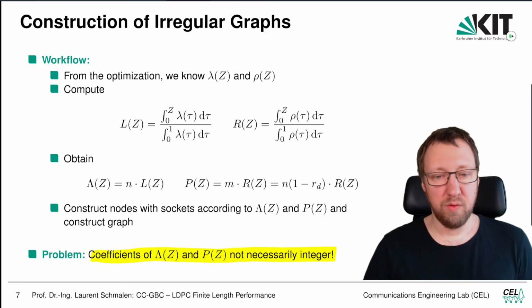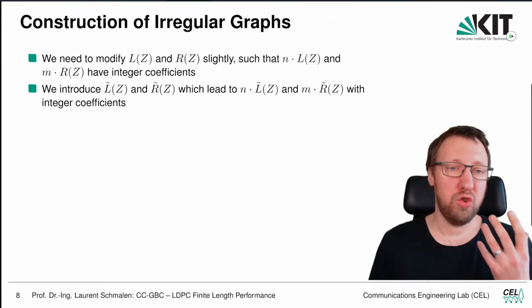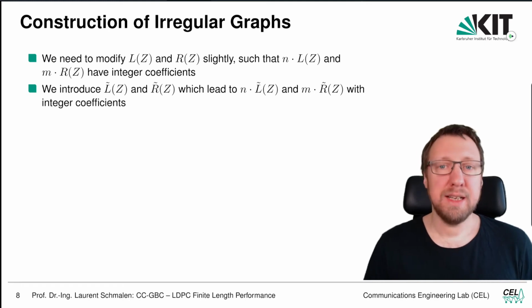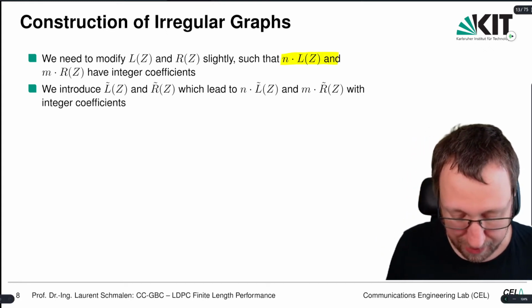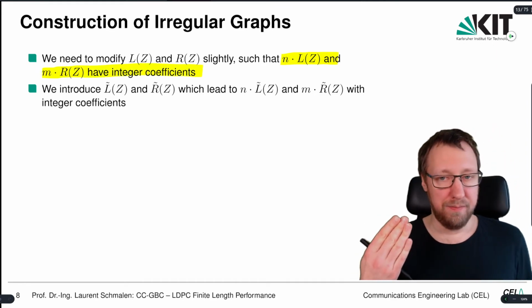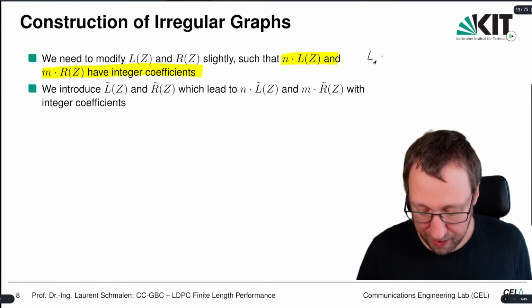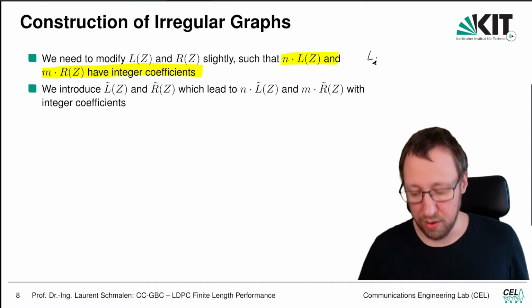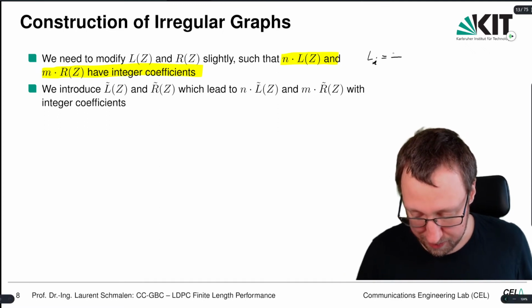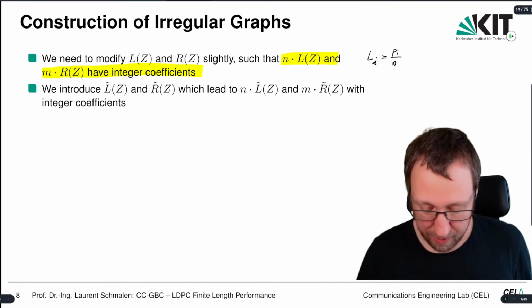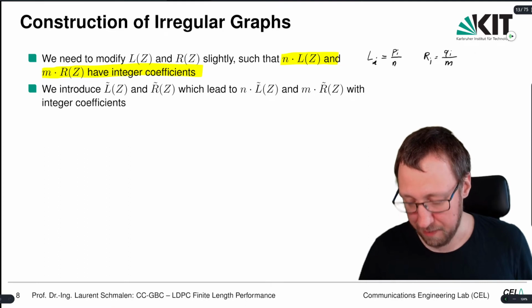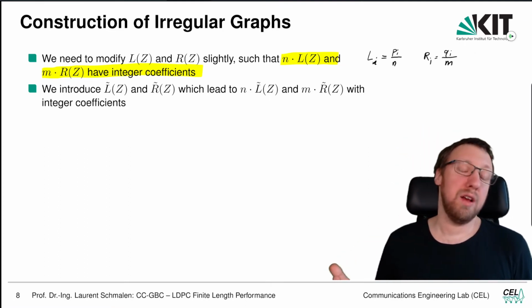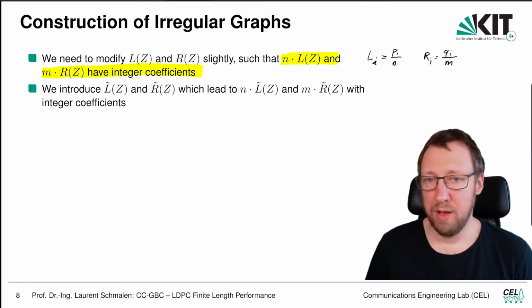So how can we get around this? Well, we need to modify L of z and R of z such that we will have integer coefficients after we multiply with n. So what we want is that when we calculate n times L of z and m times R of z, we should end up with integers. So L_i, which is the coefficient of the polynomial, should be something that can be written as p_i divided by n. And the same, R_i should be something that can be written as q_i over m. But we have fractional coefficients, and therefore this is not necessarily the case.